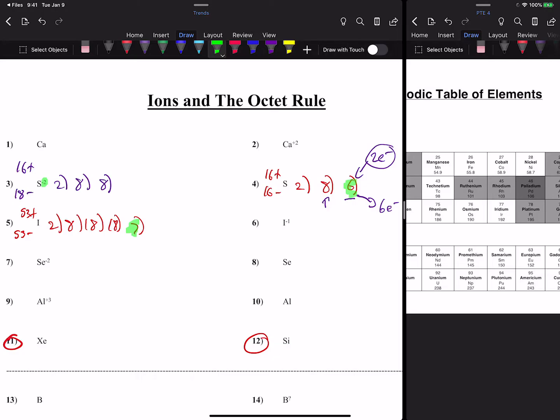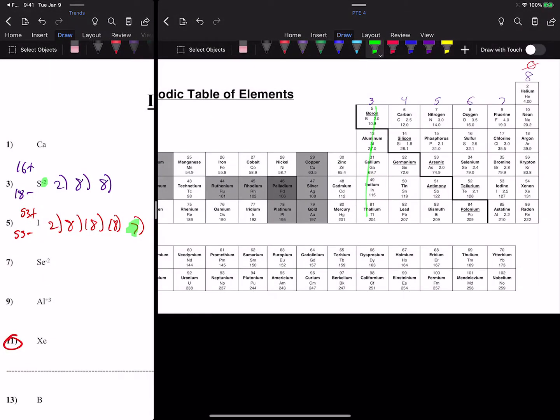So on our periodic table, what we can do is we can go to the sulfur box, which is here. We can read up to the top of the column. It's in group 6, right? 6 outer electrons. And what did it do to complete its octet? It formed a -2 ion.